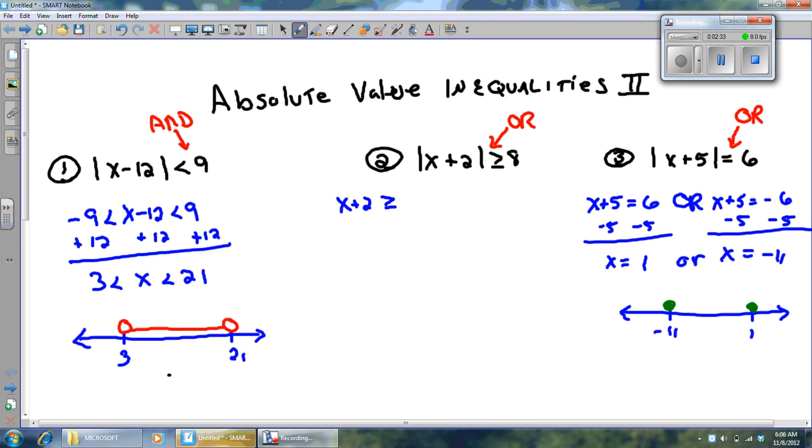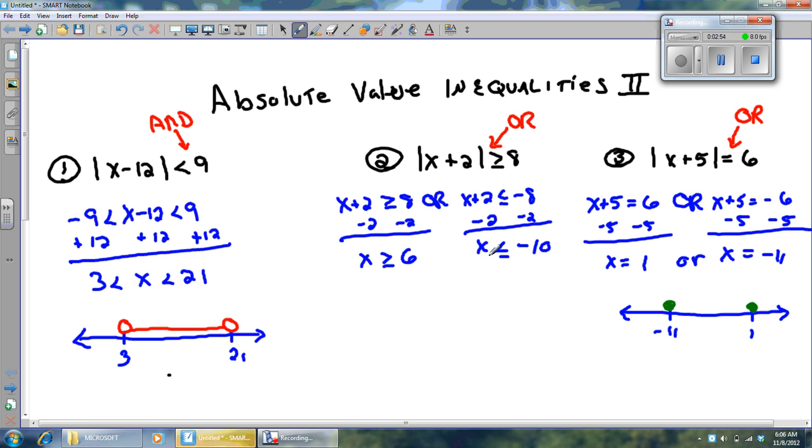All right, the greater than over here in problem number 2, I can do x plus 2 is greater than or equal to 8, or x plus 2 is less than or equal to negative 8. I'll subtract 2. I'll get x is greater than or equal to 6. Over here I'll subtract 2, and I'll get x is less than or equal to negative 10. And I'll put my OR statement in there.